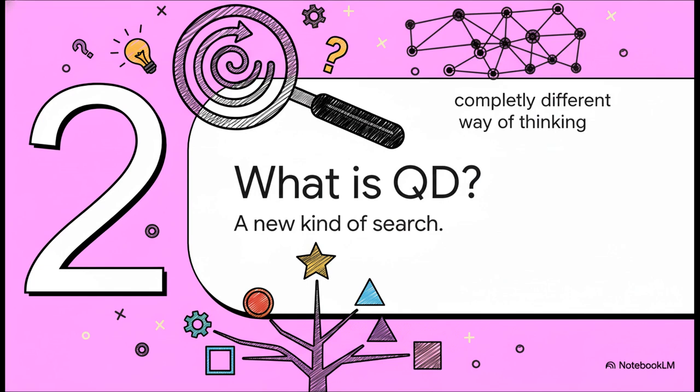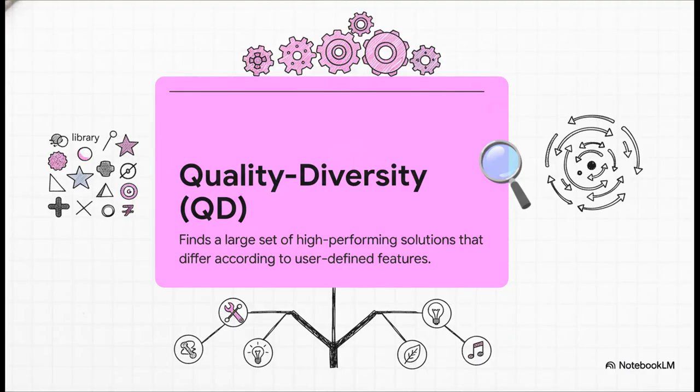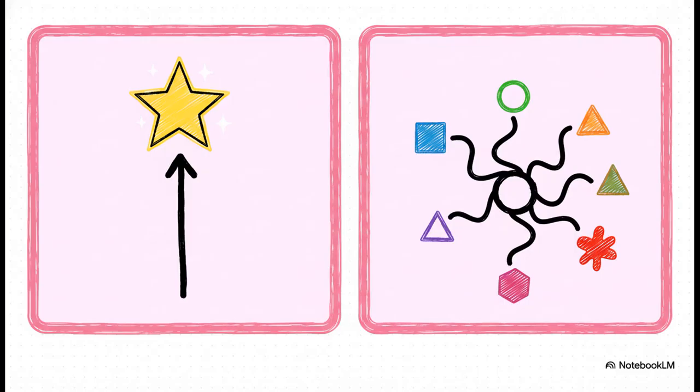It's a whole new philosophy for how we search for solutions. See, QD algorithms aren't playing a winner-take-all game. Their job is to be a librarian, or maybe an archivist. They're trying to build a massive collection of solutions. We're talking thousands of them, where every single one is high quality, but they're all different from each other in some important way.